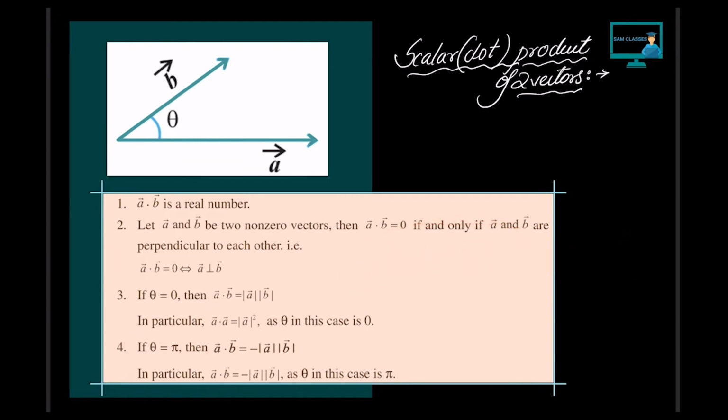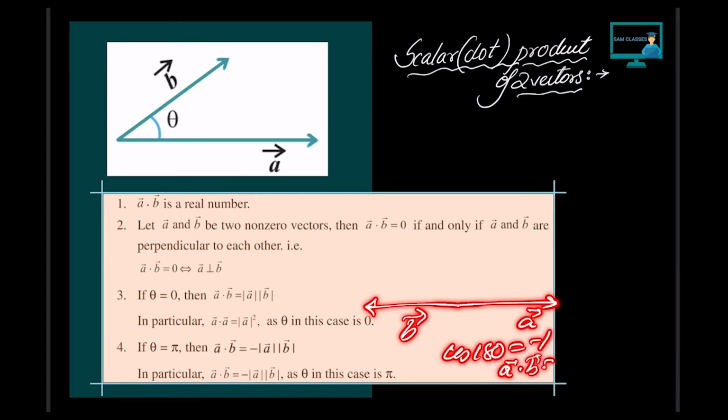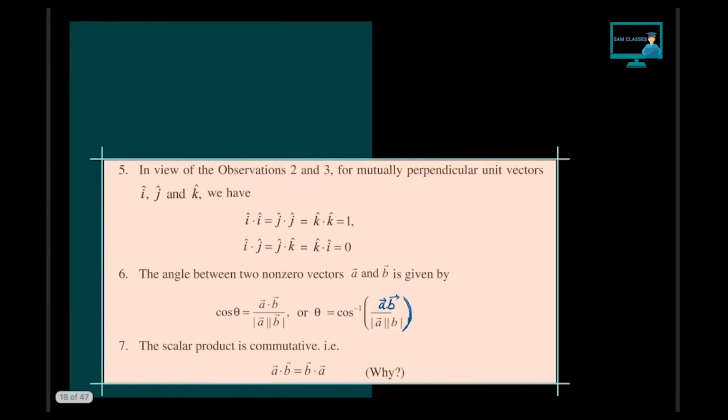Next, if the angle between them is 180 degrees, we have just taken different cases. One is like this, the other is like this, A vector, B vector. So we know cos 180 is minus 1. So in that case, A vector dot B vector is equal to mod of A, mod of B into cos 180, which is minus 1. So minus times this whole thing. Done. So these properties are very important.